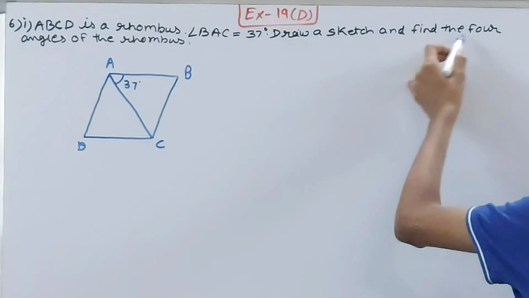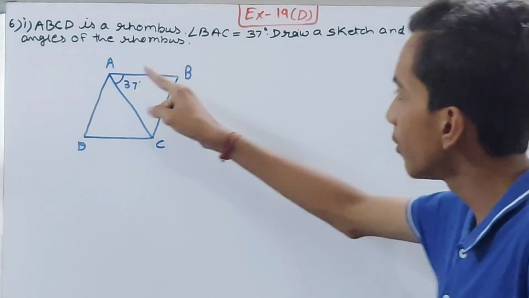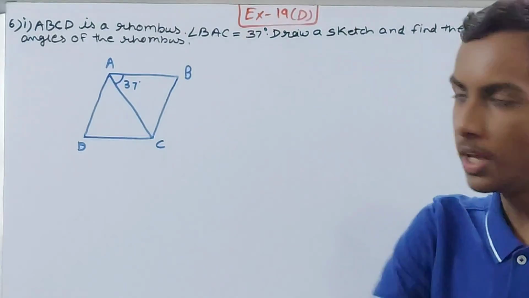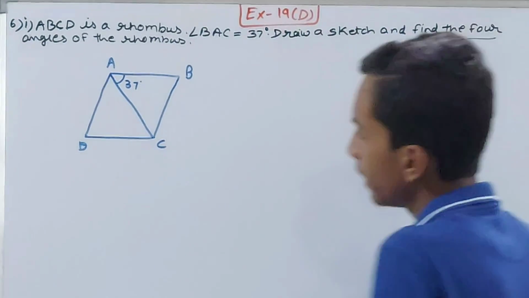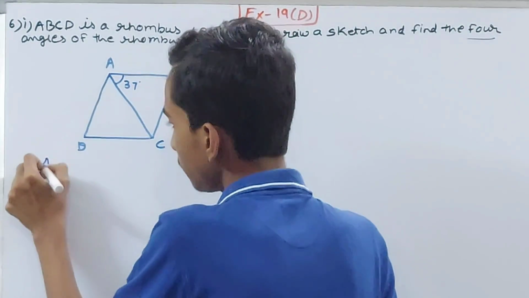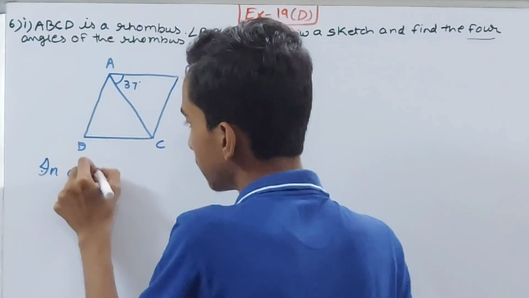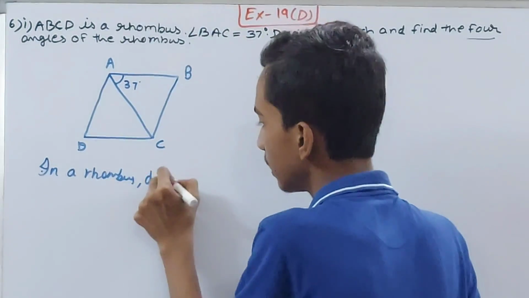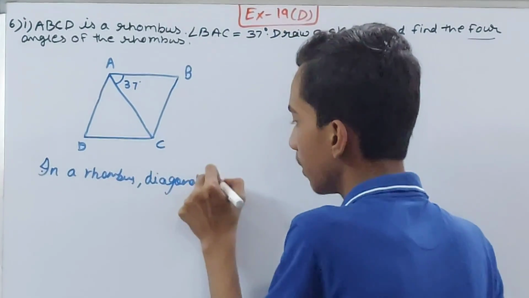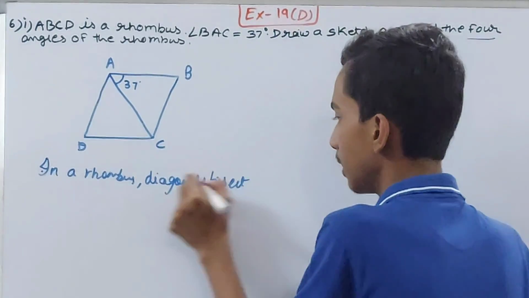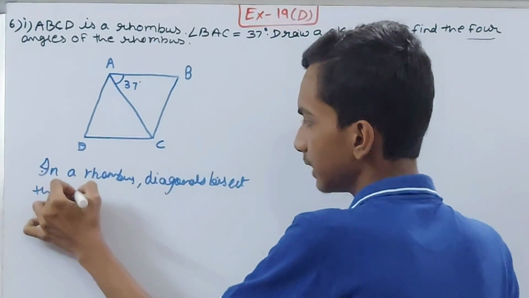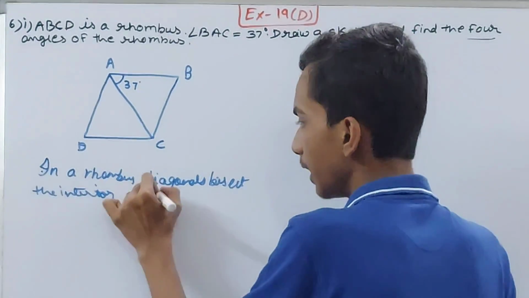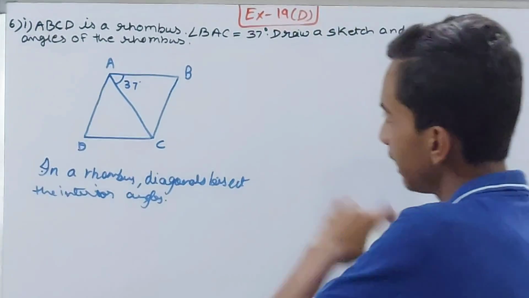Now it says find the four angles of the rhombus. We have to find all the four angles: angle A, angle B, angle C, angle D. Okay, look here. In a rhombus, diagonals bisect the interior angle. This is a property, right? This is what we are all aware about. So in a rhombus the diagonals bisect the interior angles.